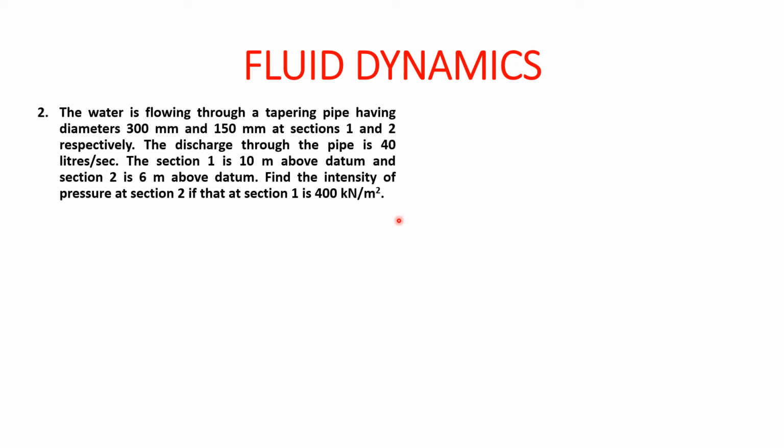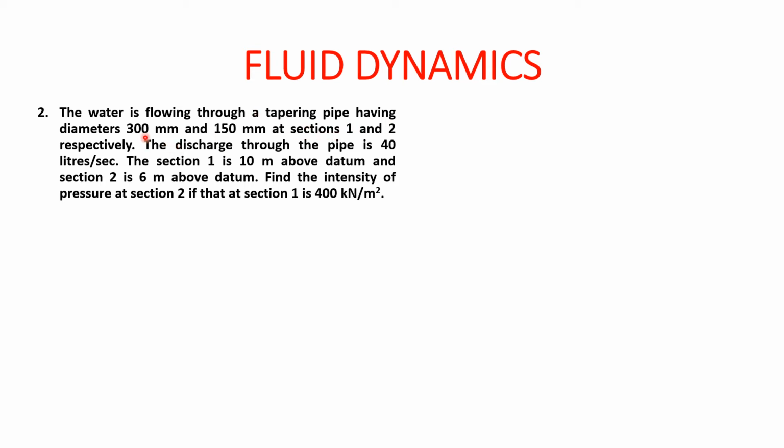So again a simple problem is given. First we will read out the problem, and then we will distribute this problem into sentences, and then we will see the solution, right? So the water is flowing through a tapering pipe. As the name indicates, the pipe is a tapering type, so this type of pipe has two cross sections, one cross section at higher diameter and the second at lower. So they have some diameters.